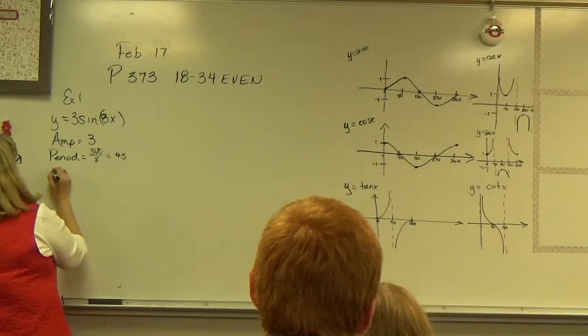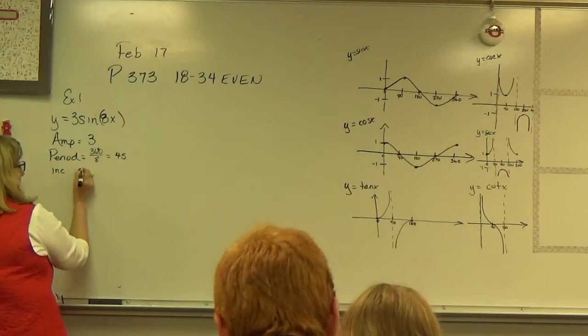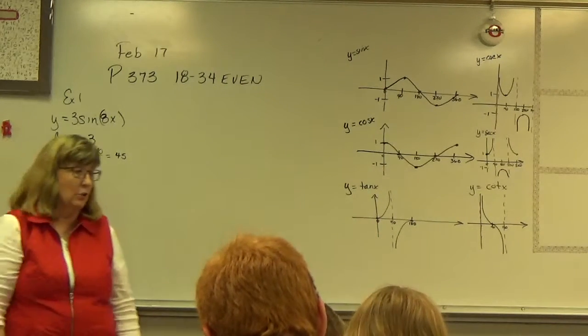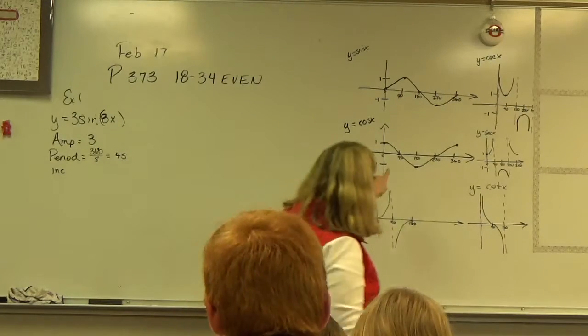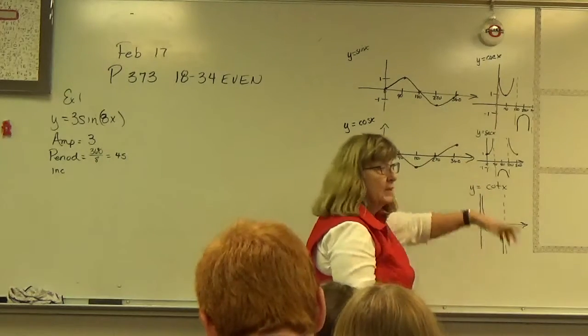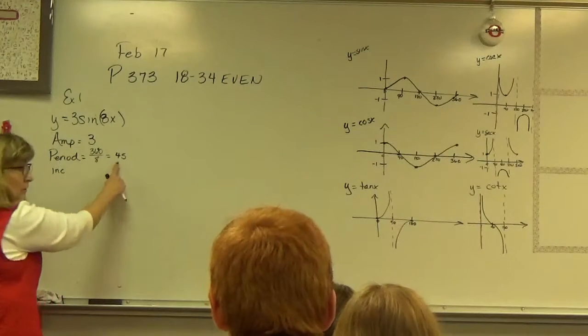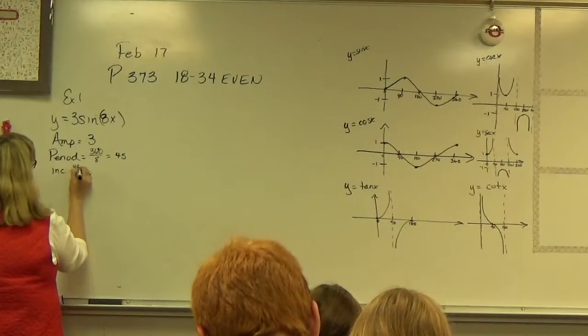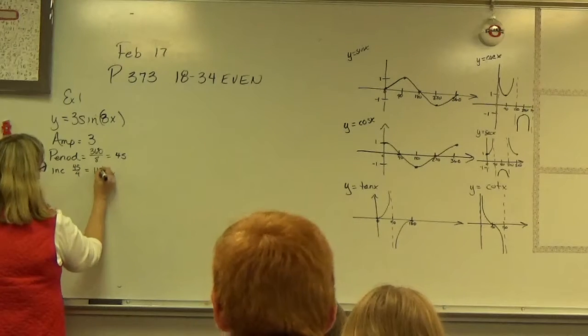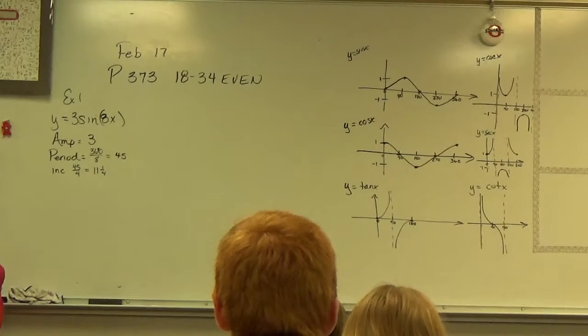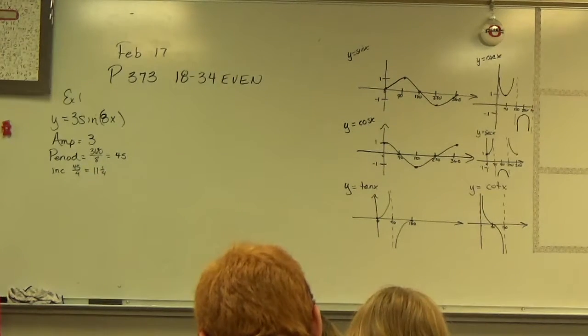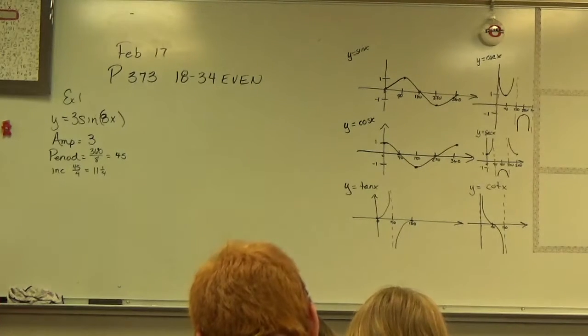So now, what are the increments going to be? What does it tell us to do to find the increments? The increments are what we go by to get our graph drawn. So it'd be period divided by 4. What's my period? 45. So what's 45 divided by 4? 11 and a fourth. Okay, does everybody agree there? Now we're ready to graph.